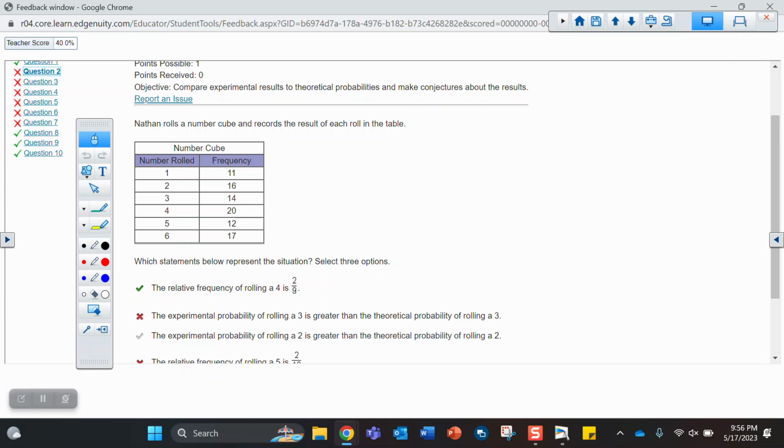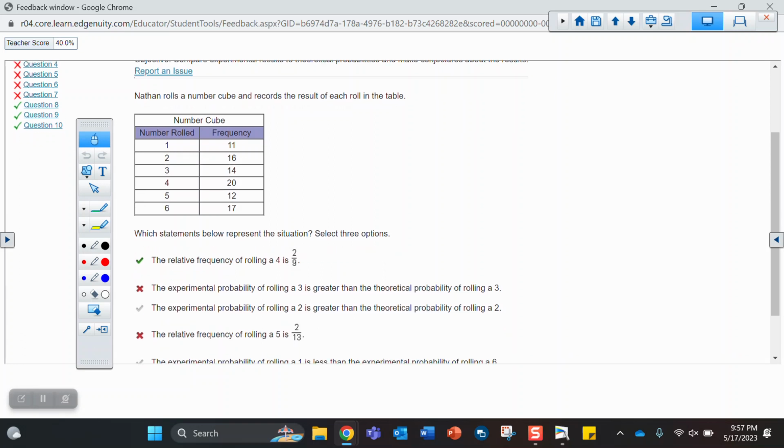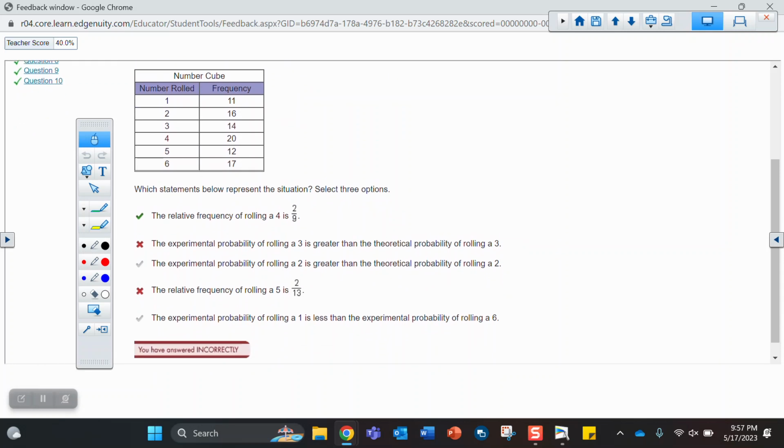That's your experimental probability. So the first question stated that Nathan rolls a number cube, records the results, and here they are on the table. And then it wants to know which of these statements below are true or represent the situation. You were supposed to pick 3 of them. So what you can see is that you picked this red X and should have picked this gray check mark. Same thing here, you picked the red X and should have picked the gray check mark. So let's talk about why the gray check marks are correct.